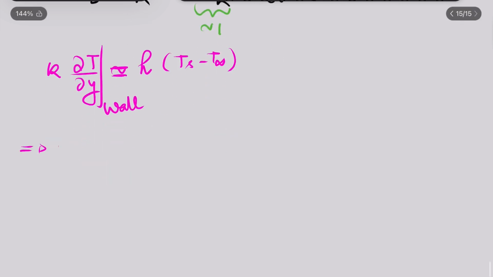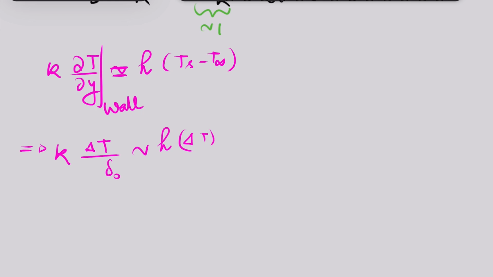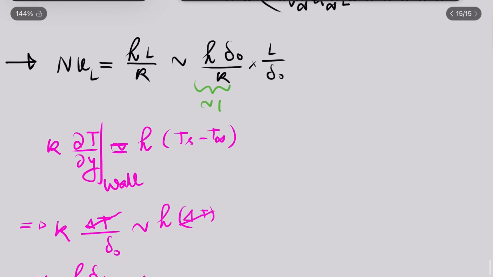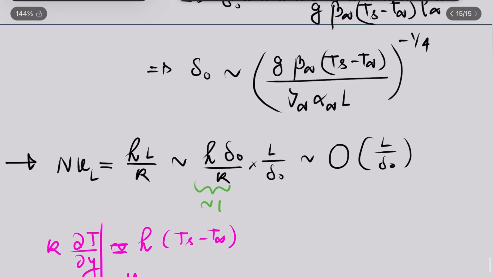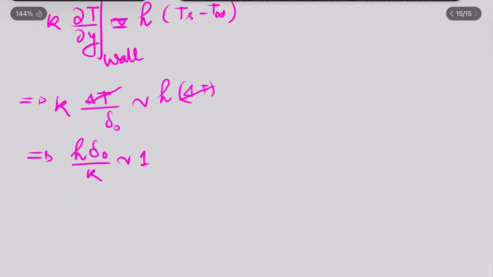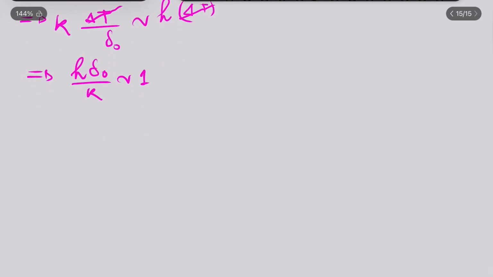Now if I do the order of magnitude analysis, this will be delta T by delta naught, and this will be of the order of h delta T. That means here we are getting h delta naught by k is of the order of 1. That means my Nusselt number is of the order of L by delta naught. So L into delta naught to the power minus 1.